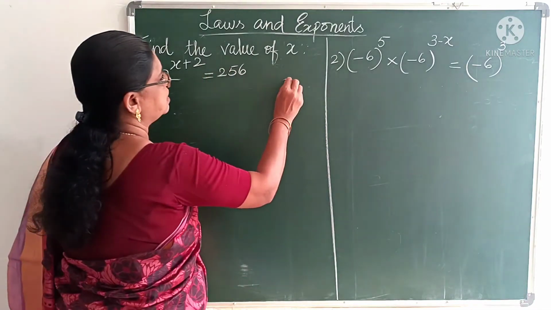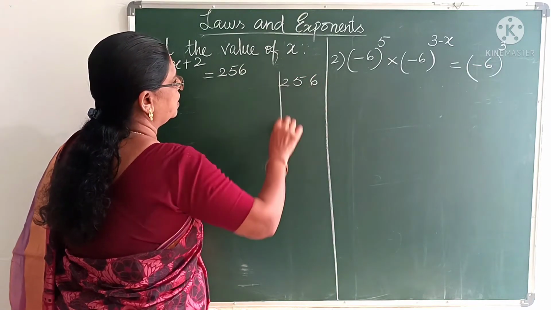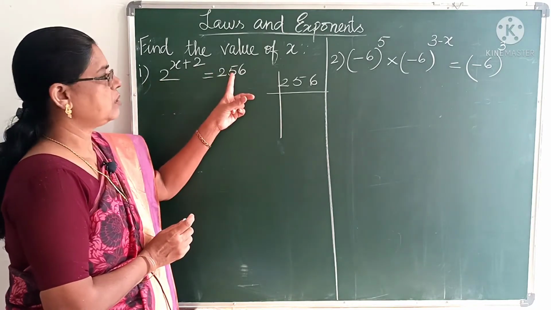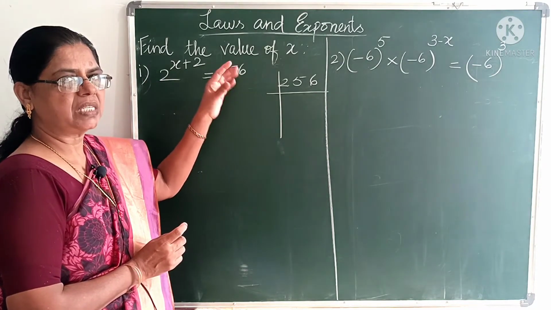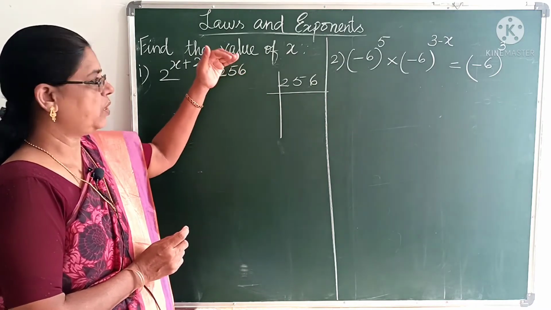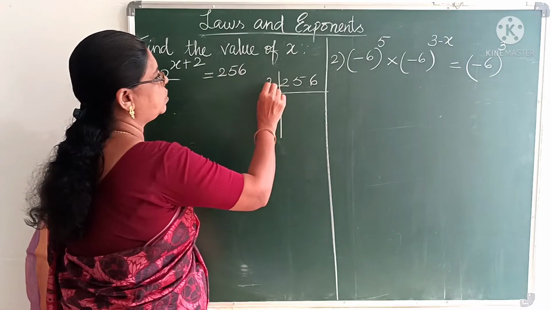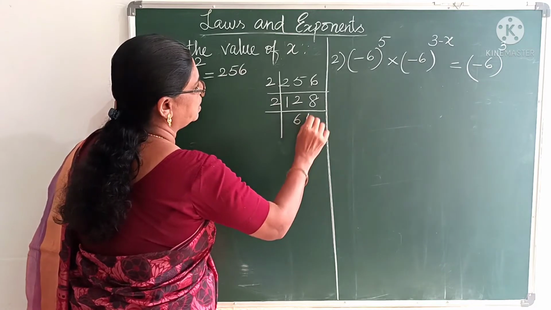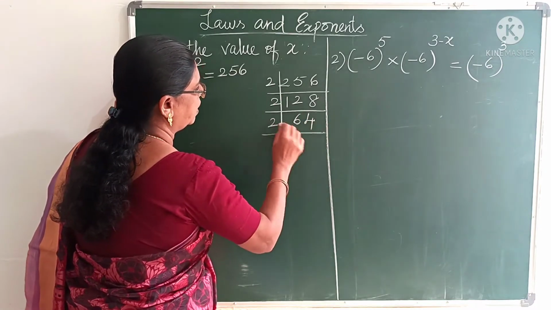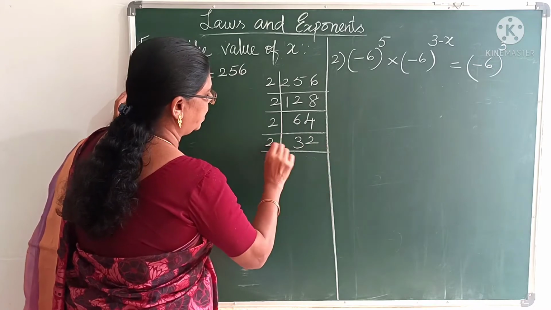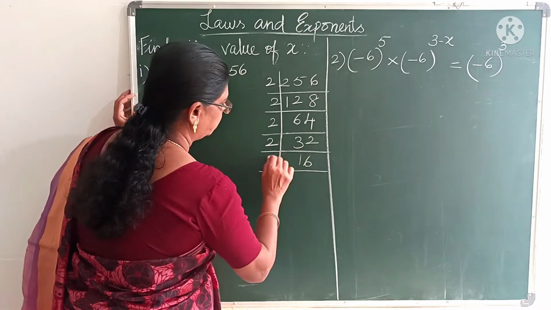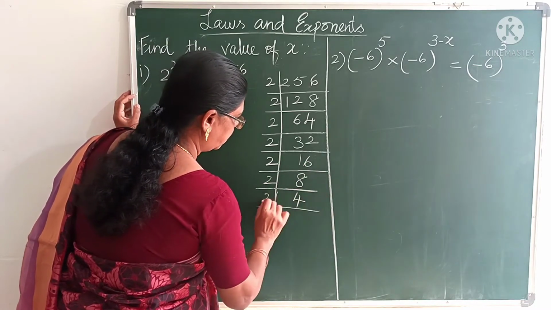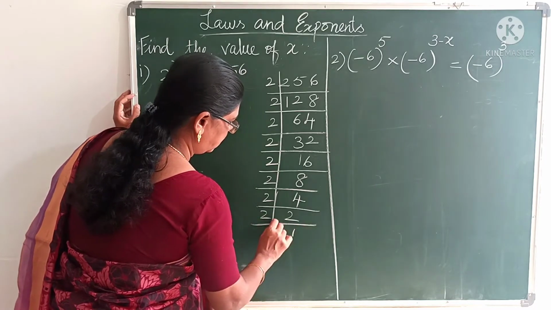So let us factorize this number. 256 is divisible by 2. Since the base is 2 here, we will write 256 as a power of 2. Divide it by 2: 128. Again divide it by 2: 64. Again divided by 2: 32. Again divided by 2: 16. Again divided by 2: 8, then 4, 2 and 1.